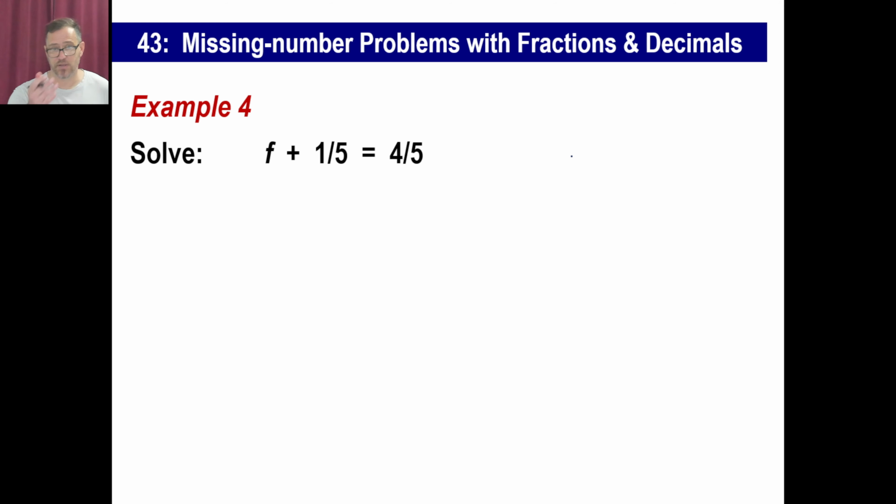All right? Let's try this one. f plus 1/5 equals 4/5. Well, what are you going to do? Is this number going to be less than 4/5 or more than 4/5? It'll be less than, right? Because you're adding something to get 4/5. So the operation you're going to use is you're going to subtract 1/5 from 4/5, and obviously the answer is 3/5. There you go.